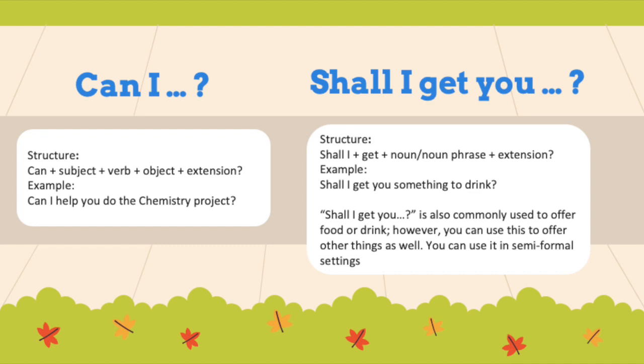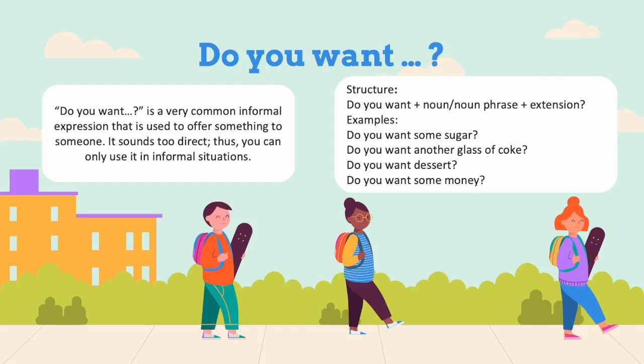Shall I get you is also commonly used to offer food or drink. However, you can use this to offer other things as well. You can use it in semi-informal settings. Do you want? Do you want is a very common informal expression that is used to offer something to someone. It sounds too direct, thus you can only use it in informal situations.